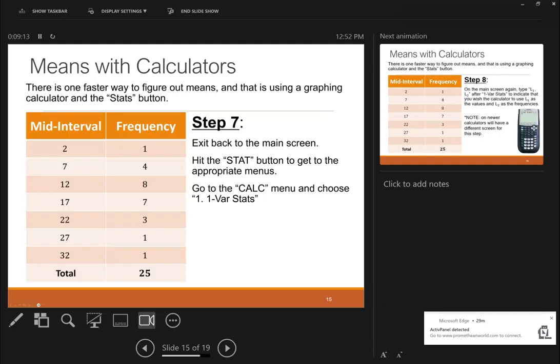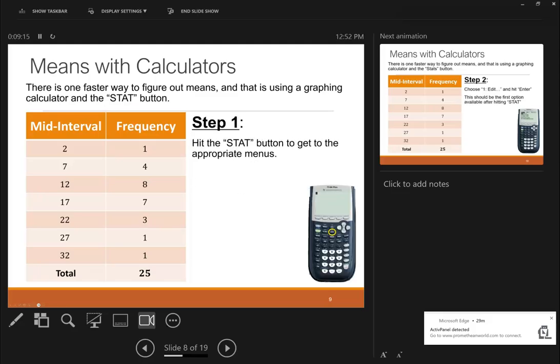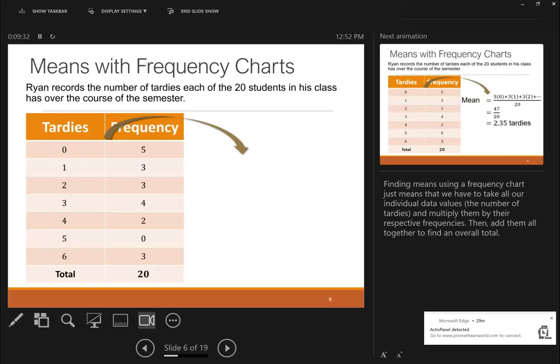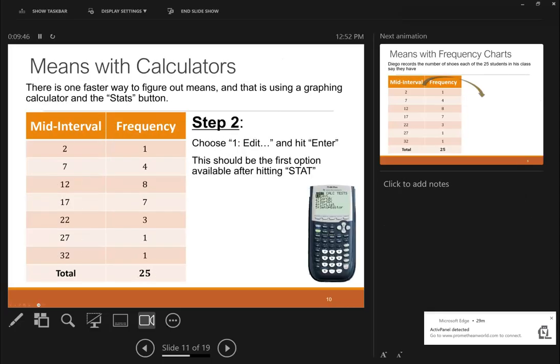If I go back to this, here you'd have a modal class. That modal class would be 10 to 14 pairs of shoes. Everybody feel okay there? Because that's the most frequency in it. If you had this graph, or this data, your mode would be 0, because 0 occurs the most times. You notice I'm just looking at the frequency to get at that, right? Okay.